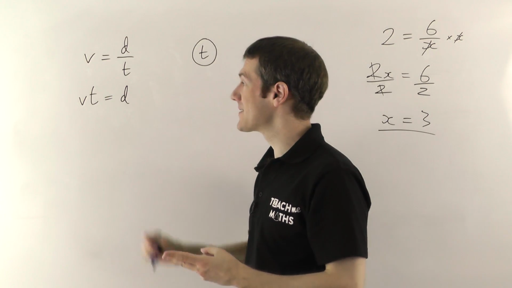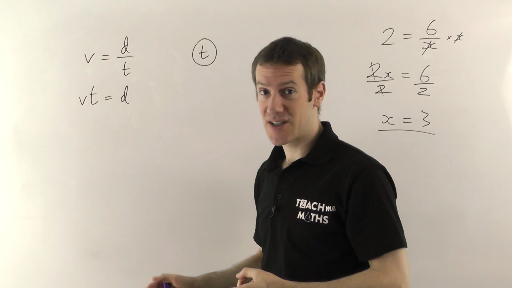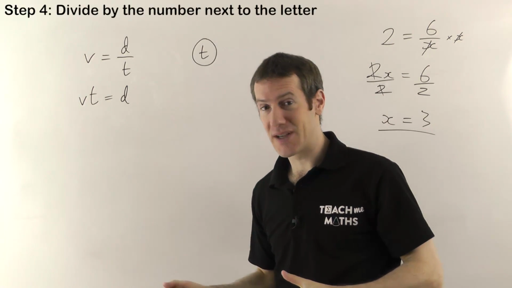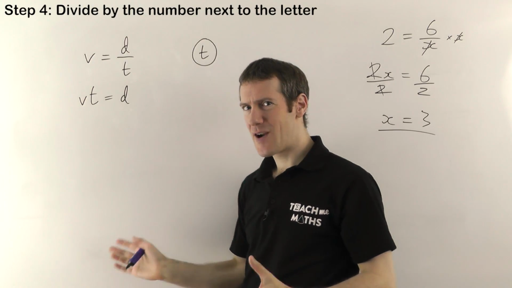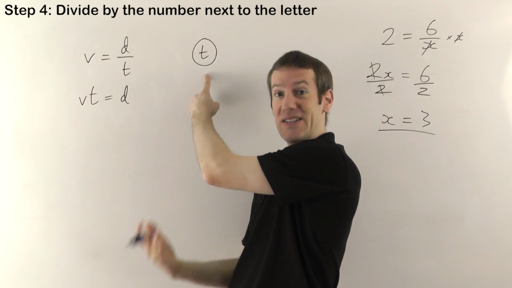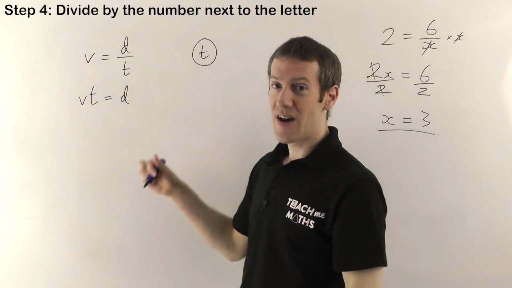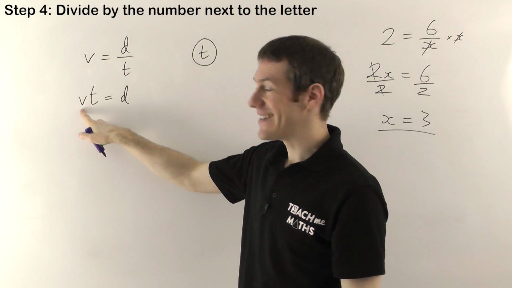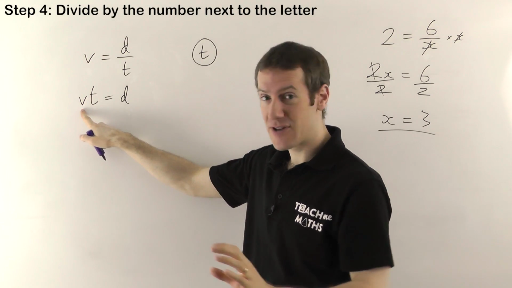Step 2 then is brackets, no brackets. Step 3 is added and subtracted terms, no added or subtracted terms. So the final step, we divide by the number next to the letter. Which letter do we care about? Oh yes, we care about t. So you want to divide by the number next to the t. And the number next to the t is the v. So we're going to divide everything by v.